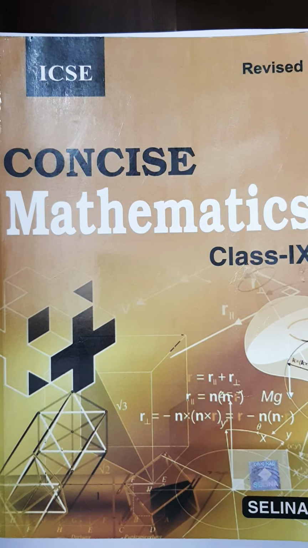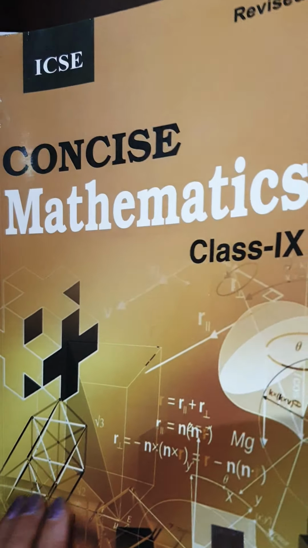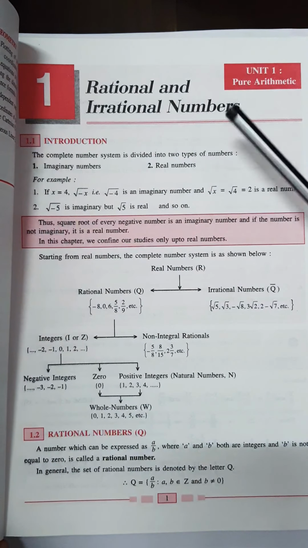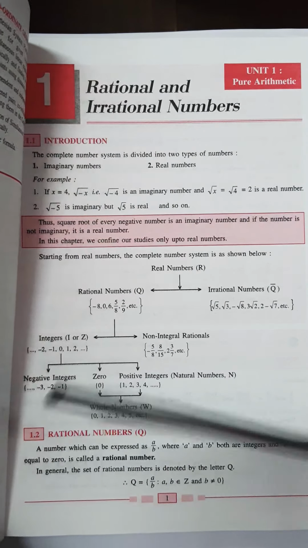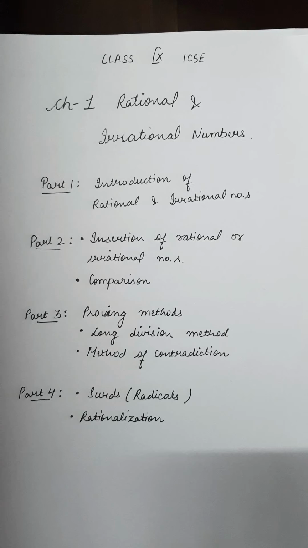So today in mathematics class 9 we are going to start chapter number 1, that is rational and irrational numbers. In this chapter, in first part we will understand what are rational and irrational numbers. In second part we will learn insertion of rational numbers or irrational numbers and their comparison. Comparison means to arrange them in ascending or descending order or to compare them.